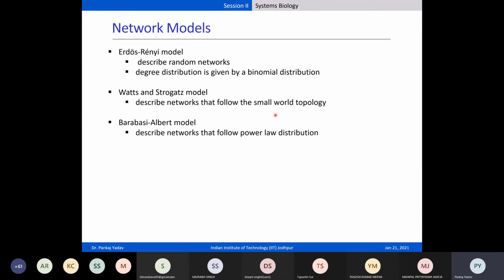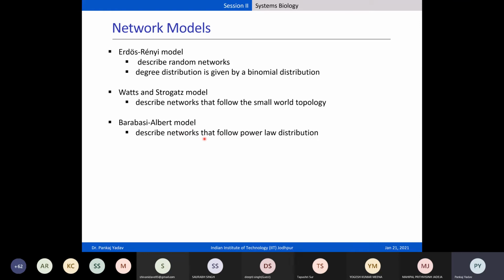But in biology, most of these networks are modeled using the Barabasi and Albert model. There is also a nice book that describes these real world networks, where they show that there are 6 degrees of connection between any two individuals in this world. That means there is a probability that you know every sixth person in this world. This is how this model also describes it.